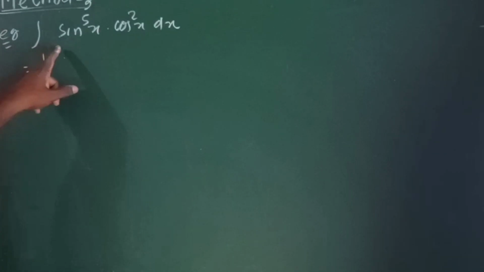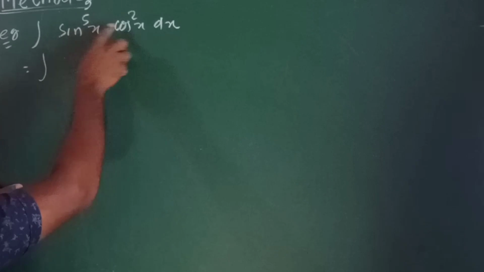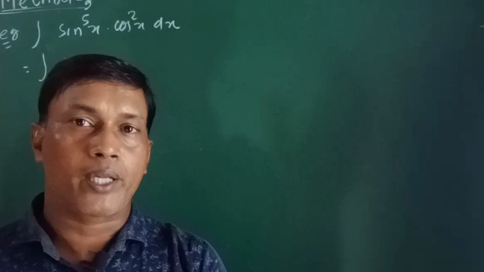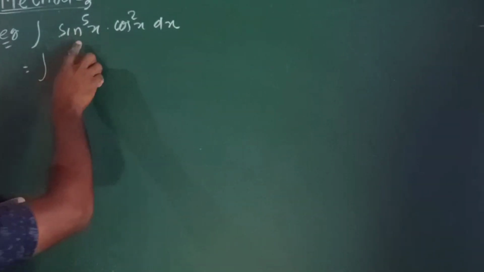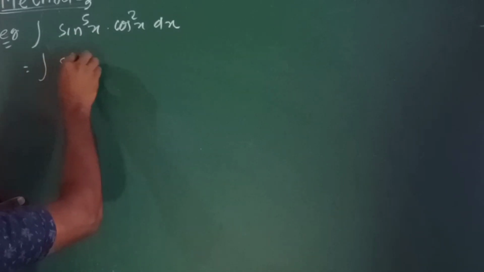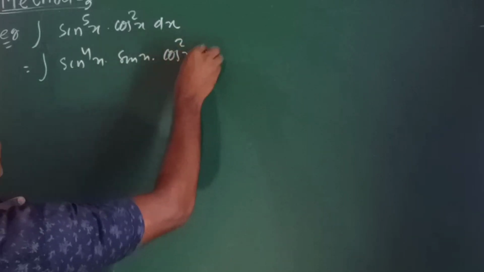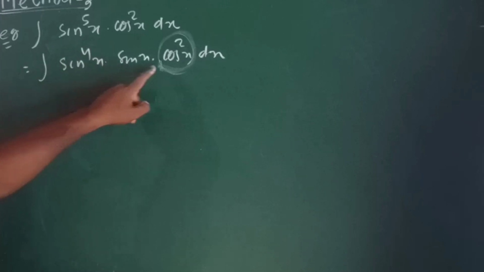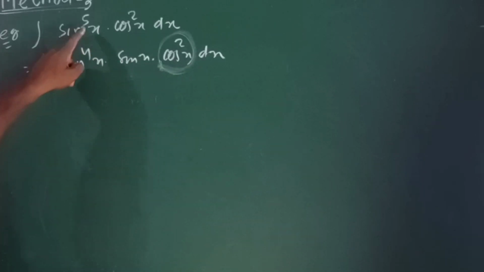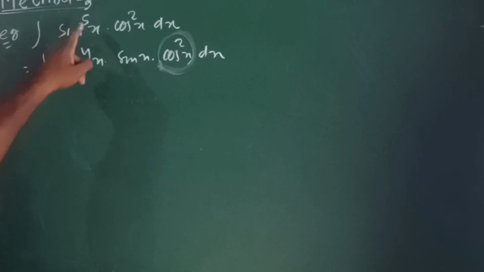Now one example is here, sin power 5x into cos square x. So look at here, 5 is odd and 2 is even. So we have to separate one factor from the term where the power is odd. So here the power is odd, that means we have to separate one factor from sin x. That means this is sin to the power 4x into sin x into cos square x dx. Here the power is odd, that's why I separate one factor from this sin power 5x.